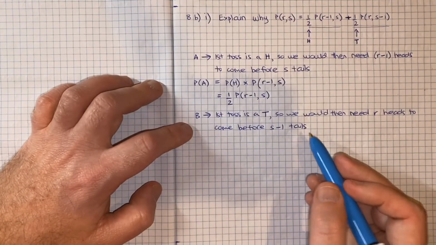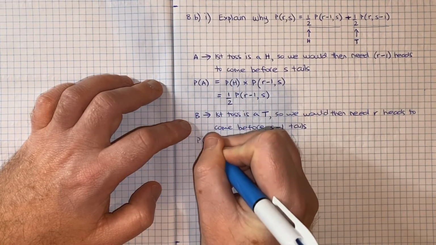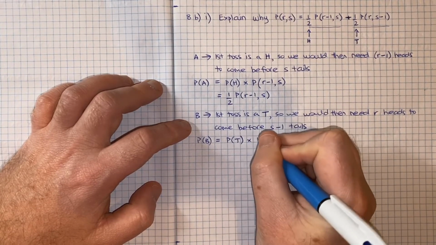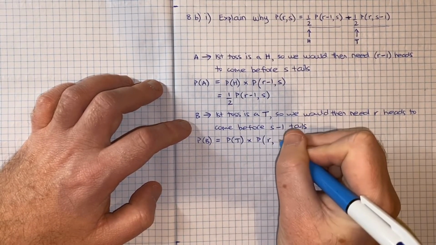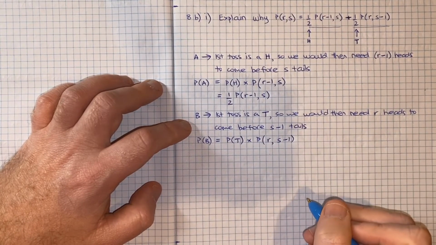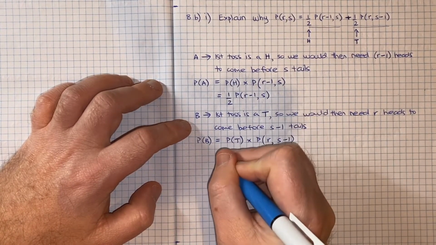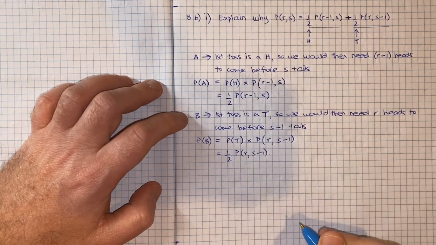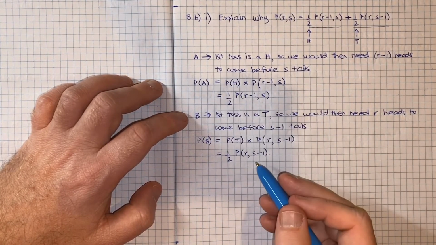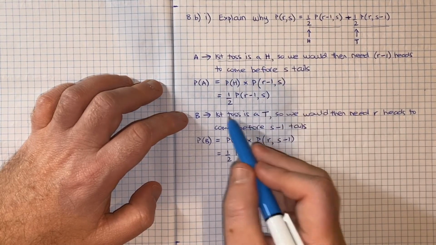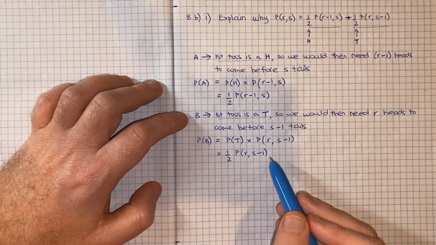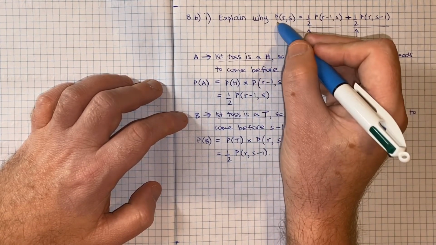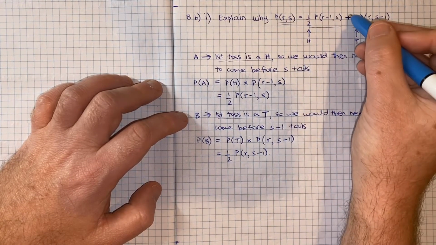If this is the way it played out, like we did before, the probability of B would be equal to the probability that the first toss is a tail times the probability that you then got R heads before another S minus 1 tails. And again, fair coin means the probability of a tail is a half, so we end up with a half times the probability of R comma S minus 1. And so really what we're doing is bringing these together, because the first toss could either be a head or a tail, and then depending on what happens there, it determines what needs to happen after to end up in this territory. So we just add them up. That's why we have the plus here.